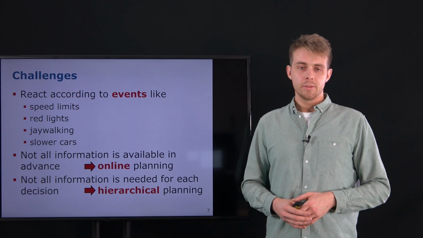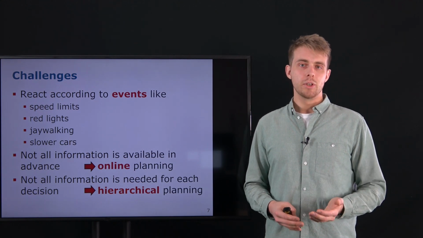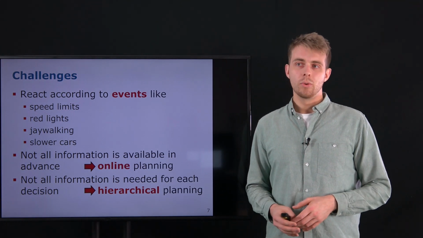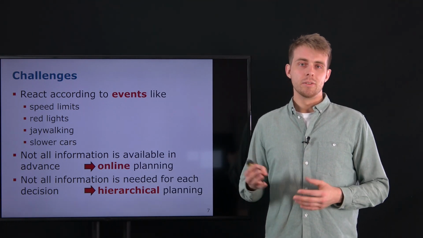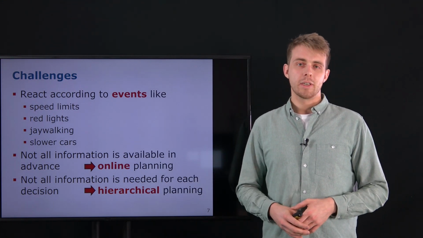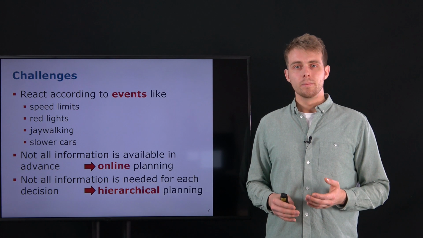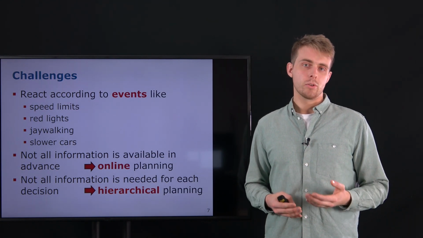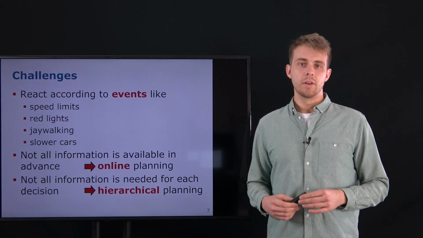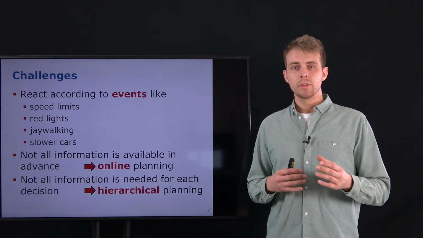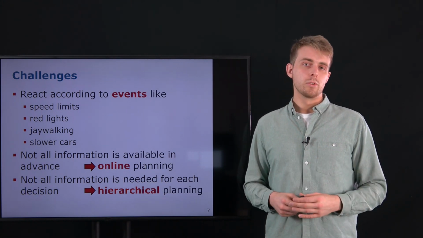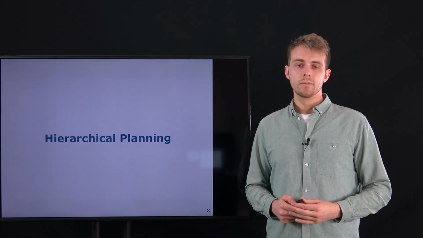And then the second part is that not all information is needed for each decision. So if we just want to know the overall route, we don't need to know where a specific car is in the future, because we can deal with that when we reach the corresponding intersection. So this conclusion suggests that we formulate the path planning in a hierarchical fashion with different modules, and they only have different access to information in that case.